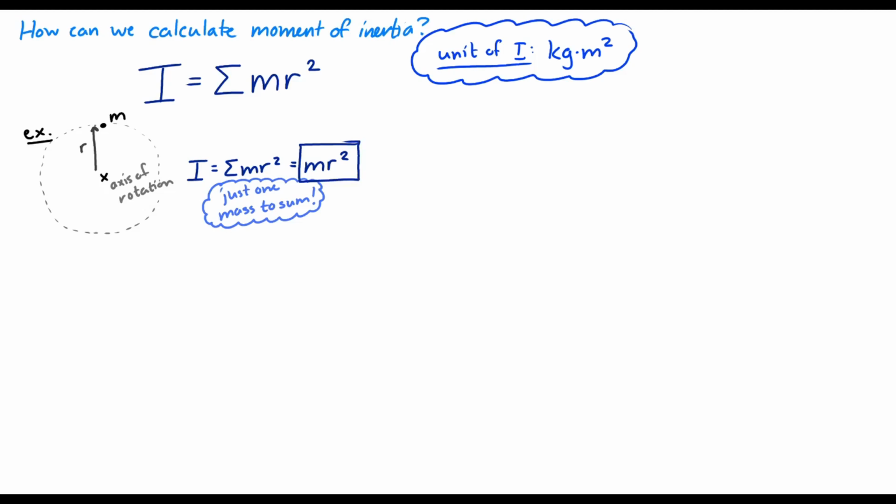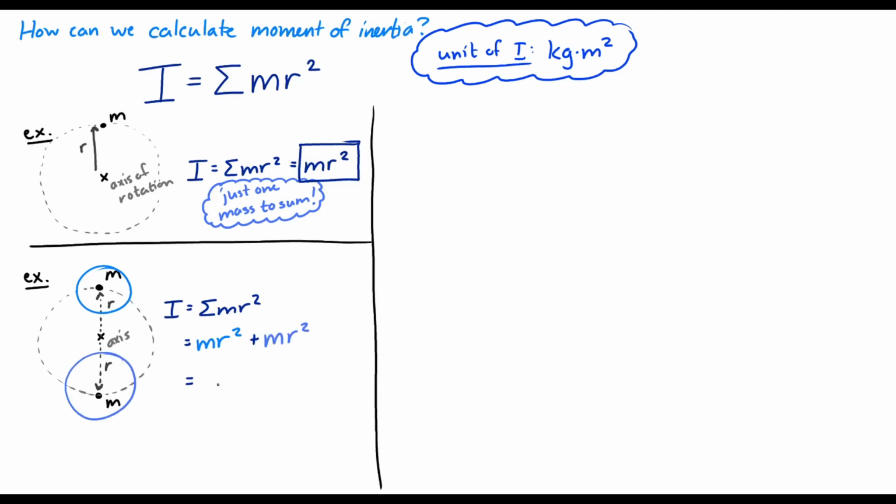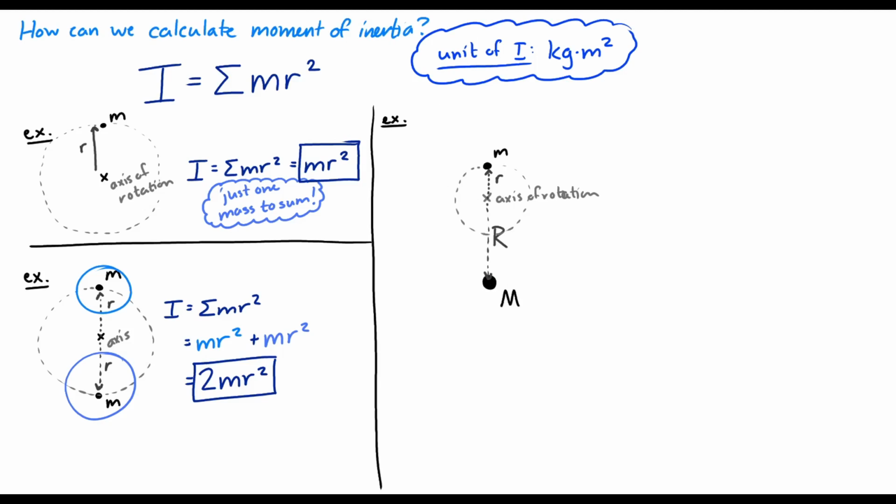Now let's say we have two masses. They're both a distance r away from an axis of rotation, and they each have mass m. Then the moment of inertia for that system would be mr squared from this one plus mr squared from that one. So it's 2mr squared. Now let's say we have this situation where this is the axis of rotation and mass little m is a distance little r away, mass big M is a distance big R away. Well, then the moment of inertia is the sum of mr squared, so it's little m little r squared plus big M big R squared.